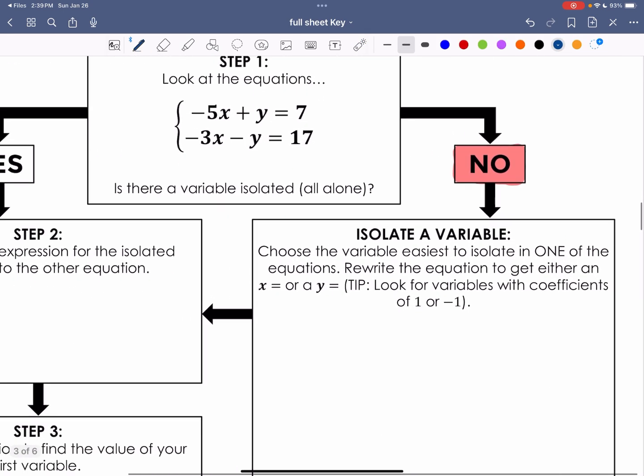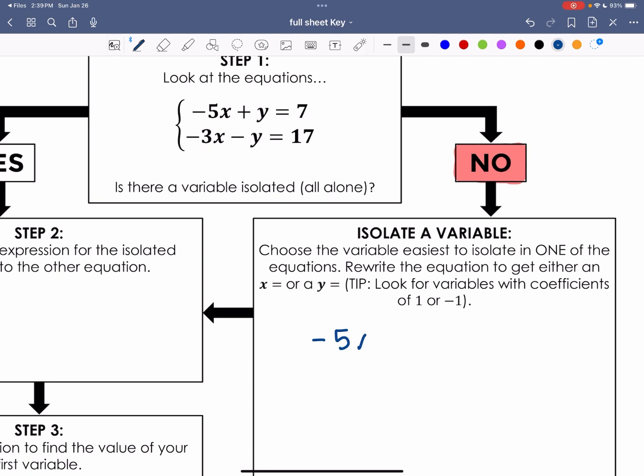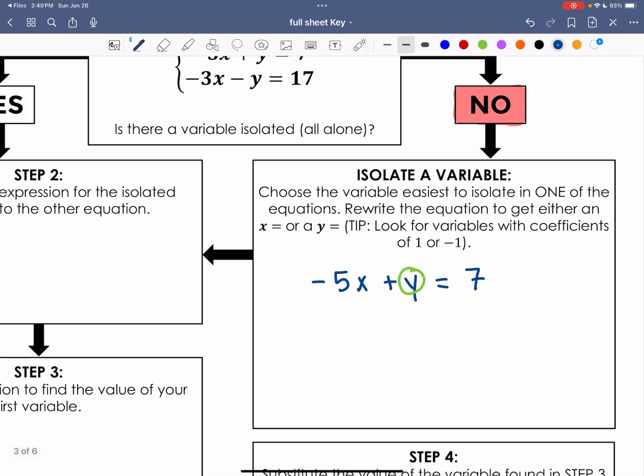So I'm going to start with copying down that top equation. And the variable easiest to isolate is going to be the y, which means we need to get rid of this negative 5x. So we will do that by doing its opposite or inverse operation. So add 5x to both sides. Oops, I over-erased on accident. Let's try that again. Here we go. So add 5x to both sides.